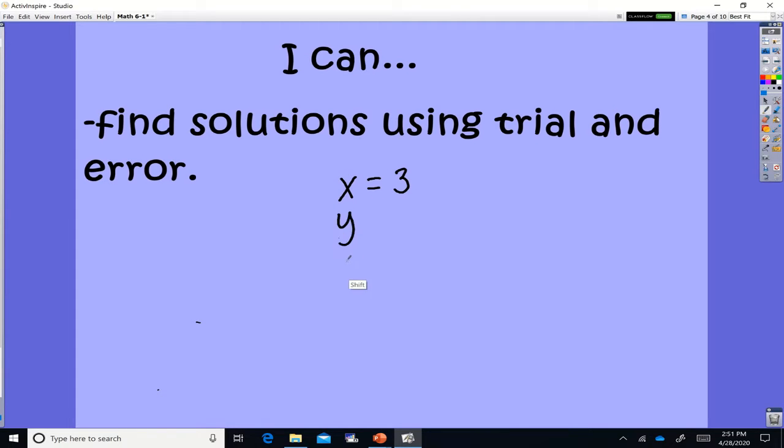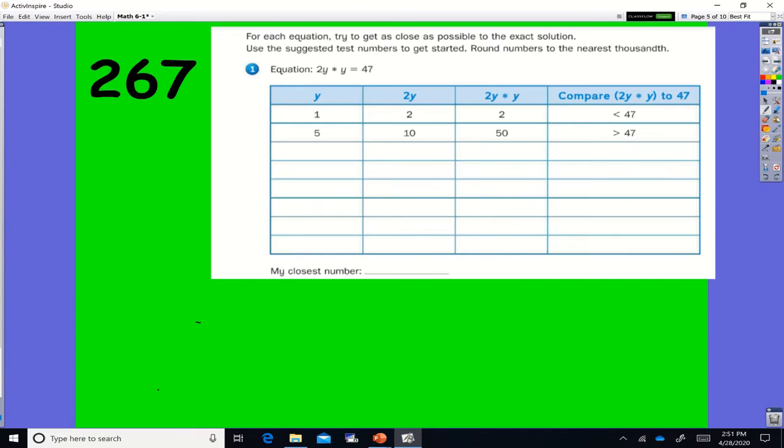Y is also a variable. R, T, B. Okay, those are all variables. And then we pick a number to go in for our variable. Now, that is what we're going to be doing today. So we're going to put this into play right now.